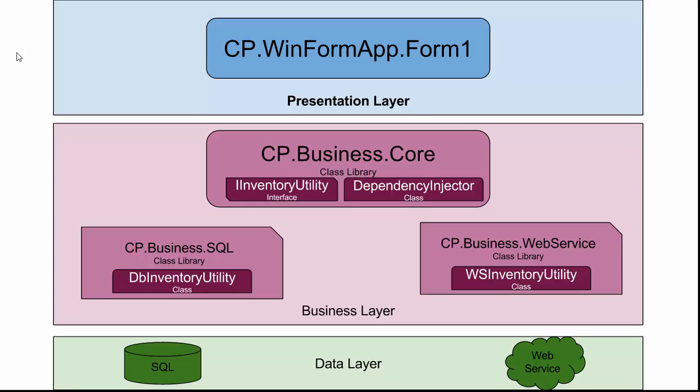And depending on which piece of functionality we end up using, maybe we're migrating from a database inventory utility into a web service utility, we implement separate class libraries. And then the dependency injector is the piece that has the logic that picks up and gives us the appropriate inventory utility that then gets presented up to the presentation layer, and then ultimately we present that data.